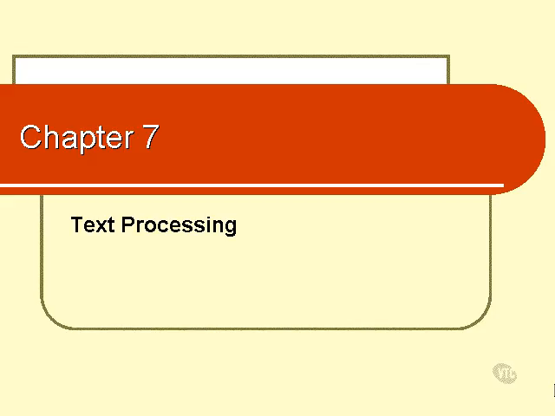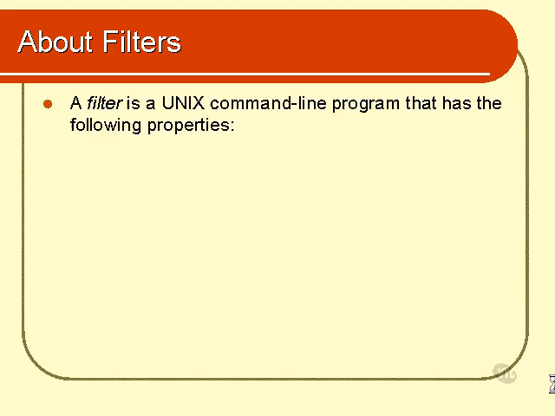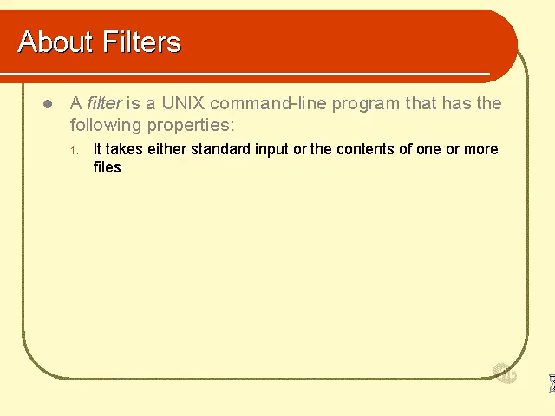We first need to understand what a filter actually is. A filter is a command line program that has the following properties. The first is that it takes standard input. Standard input means that it can read characters from the keyboard that the user types. Now, if it doesn't take standard input, then it can also read the contents of one or more files. In other words, standard input has to come from somewhere. It either comes from a file or it comes from a keyboard.